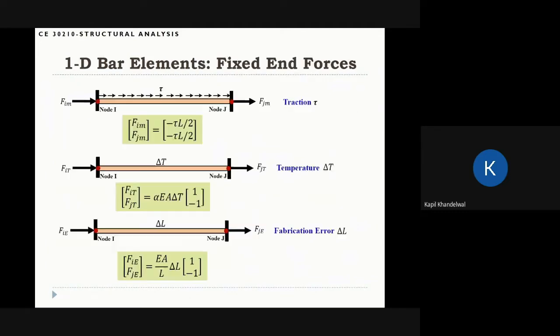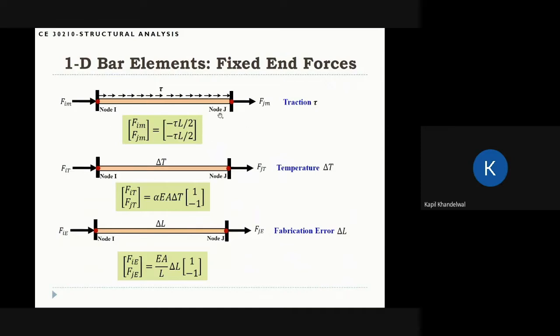And next, for uniform bar members, we also considered some fixed end forces, due to uniform traction, temperature change, and fabrication error.